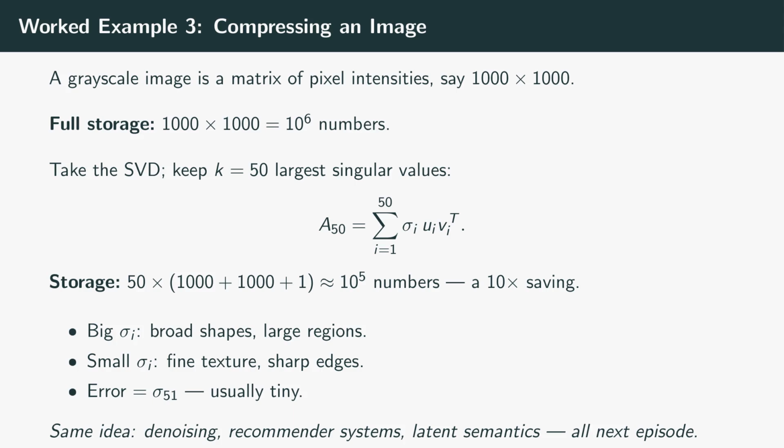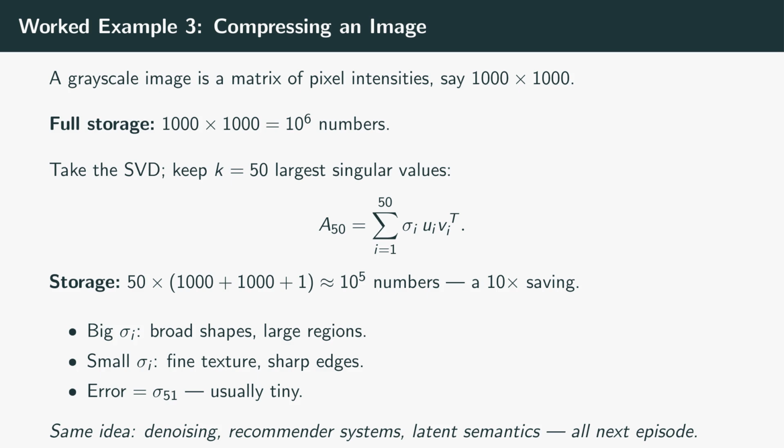Let's make Eckart-Young concrete with image compression. A grayscale image is just a grid of pixel brightness values, so a 1000 by 1000 image is a matrix with 1,000,000 entries. Now take its singular value decomposition and keep only the 50 largest singular values, discarding the rest. The compressed image is the rank 50 sum of those 50 layers. To store it, you only need the 50 singular values together with their left and right singular vectors, about 100,000 numbers instead of 1,000,000, roughly a 10-fold saving, and far more for higher resolutions.